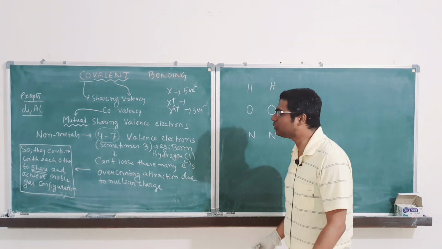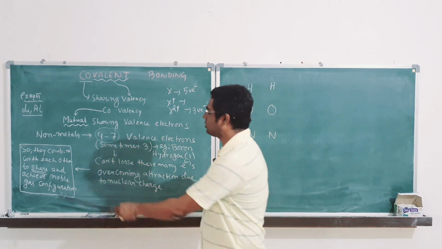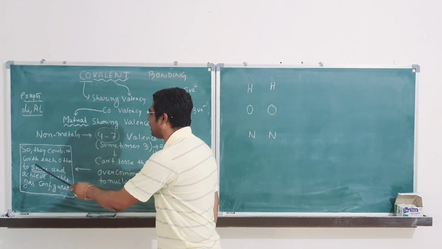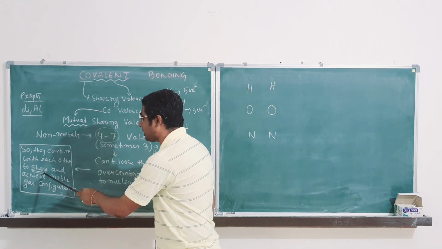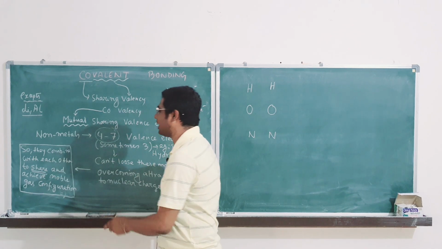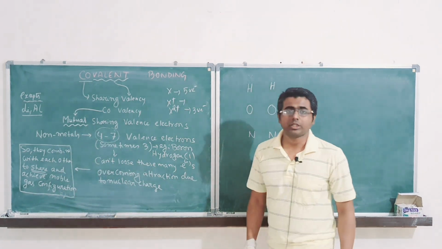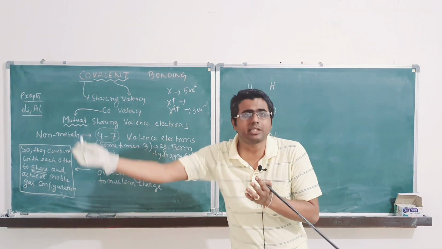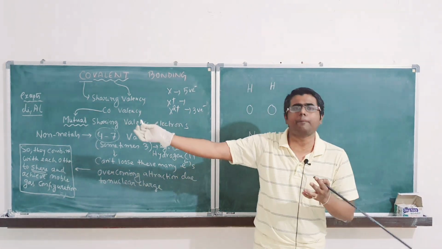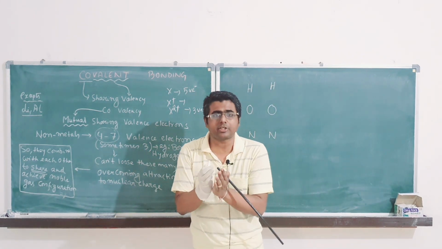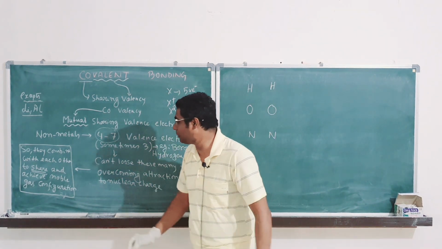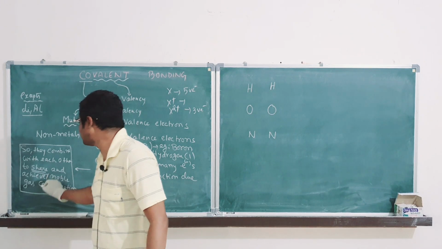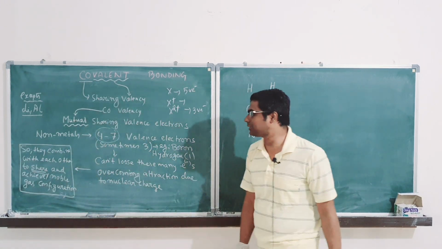Okay, so what do they do? They also have to combine. So they combine with each other to share and achieve noble gas configuration. They combine with each other to share their electrons. They don't give away their electrons completely. They just share their electrons to achieve the nearest noble gas configuration. Please write nearest noble gas configuration. Clear?